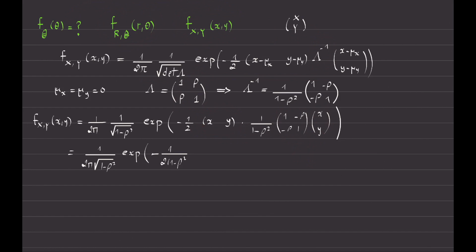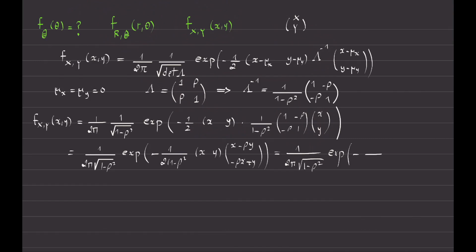If you do these simple calculations, let me do it here for you. So it becomes x and y, but if I multiply the first row by the first column, it becomes x minus rho y, and the second row by this column, it becomes minus rho x plus y. And if I do the multiplication once more, it becomes 1 over 2 pi square root of 1 minus rho squared, and then I have exponential. So let me write it like this.